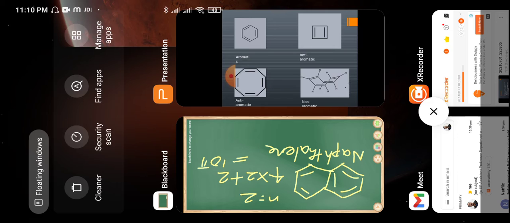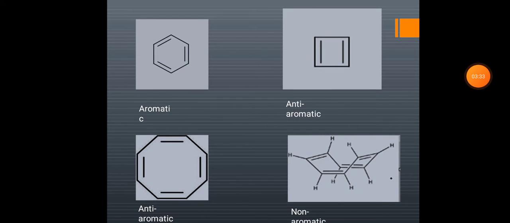It is cyclic and there is full conjugation. You can see alternate double bonds are there, and all the conditions are obeyed. So we can have many examples of so-called aromatic systems. Actually, you have certain other systems also, like anti-aromatic and non-aromatic.